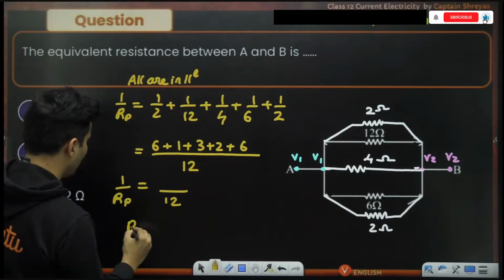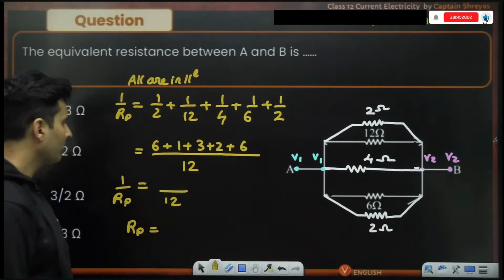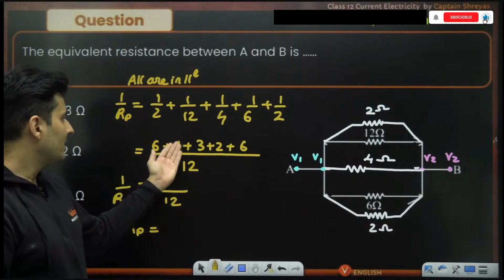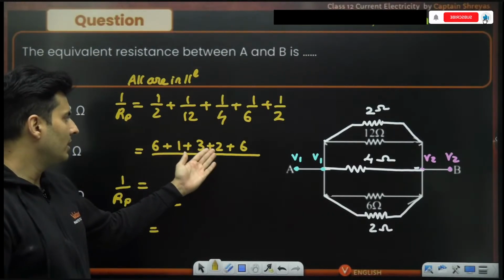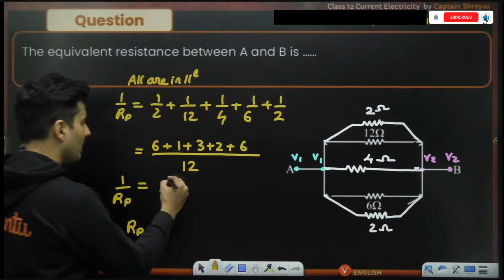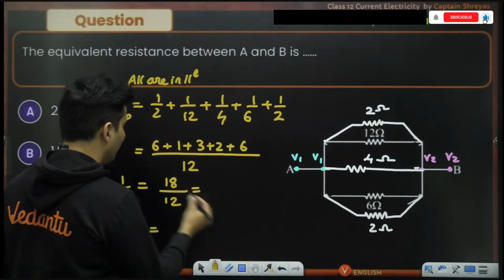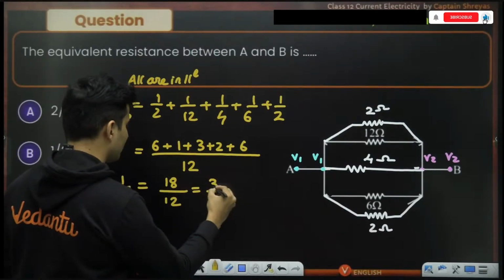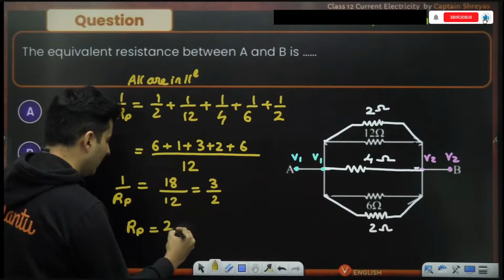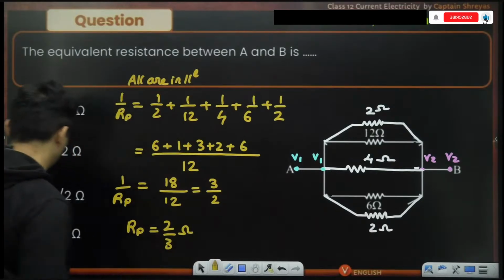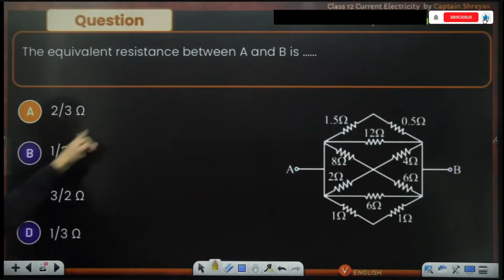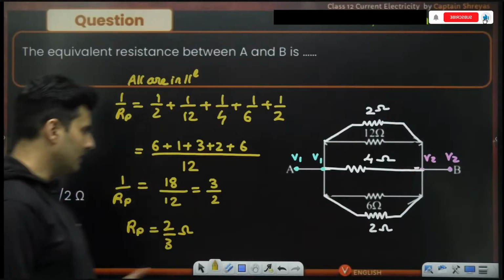And then how much will be Rp? Just think about it. 6 plus 1, 7, 7 plus 3, 10, 10 plus 2, 12, 12 plus 6, 18. So this will be 18 by 12, divided by 6 is 2, divided by 6 is 3. So flip it, it will be 2 by 3 of an ohm. So 2 by 3 of an ohm is option number A. That is the correct answer.